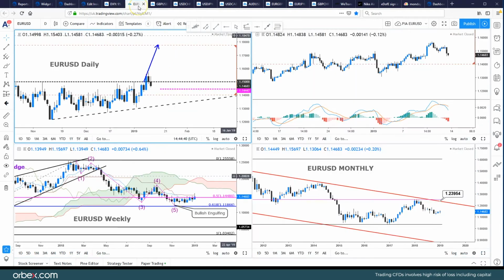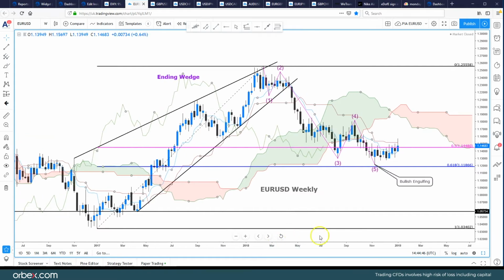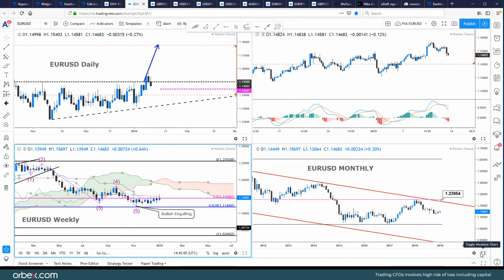So going on to the majors, the weekly chart on euro dollar, the bullish engulfing candle posted near the 61.8% retracement level, which was at 111.87. Again, very mixed, volatile trading. We did see a break to the upside last week, but the majority of the initial rally has been turned over.